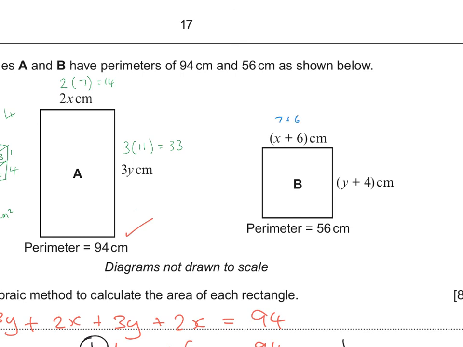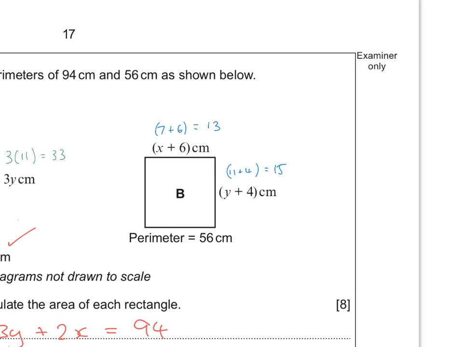And then working on this one here, so if x was 7, this is going to be 7 plus 6, which is 13. And this was going to be 11 plus 4, which is 15. So this one here would be 15 times by 13. So again, I might partition this one. 15 times 10 and 15 times 3, both reasonable numbers. That's 150. That's 45. So add them together will give me 195.